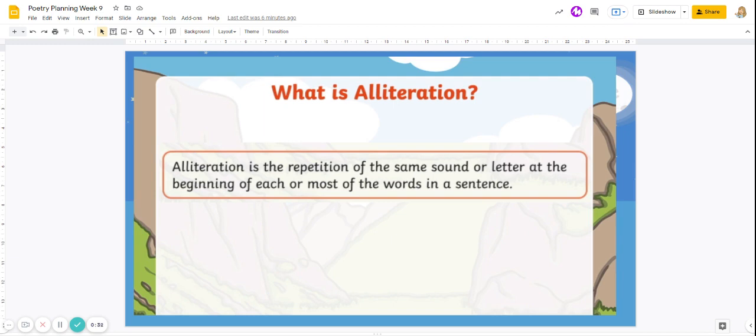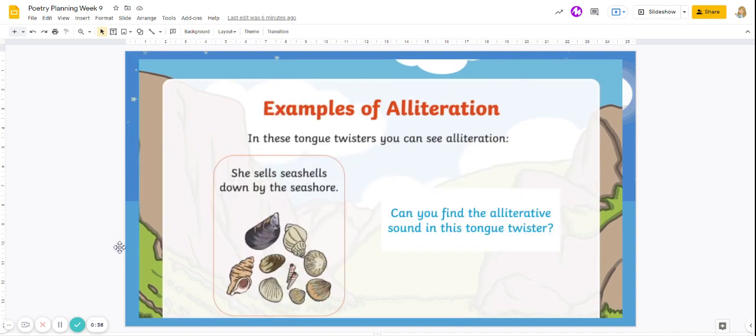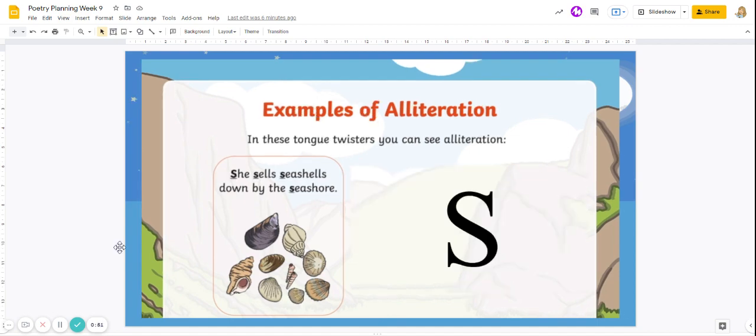So we'll see good examples of alliteration in tongue twisters. Let's start with she sells seashells down by the seashore. What sound is coming close together and being repeated here? Did you hear it? Yes, it's the S sound or the letter S.